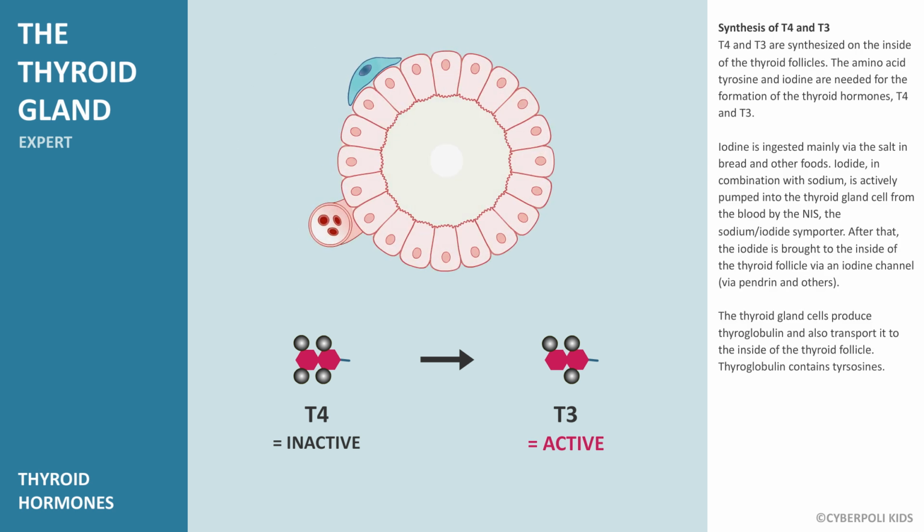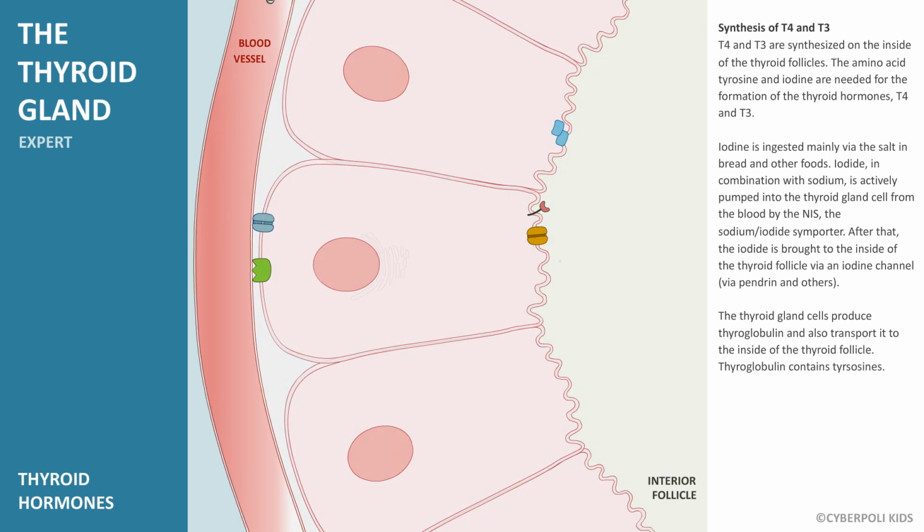T4 and T3 are synthesized on the inside of the thyroid follicles. The amino acid tyrosine and iodine are needed for the formation of the thyroid hormones T4 and T3. Iodine is ingested mainly via the salt in bread and other foods.